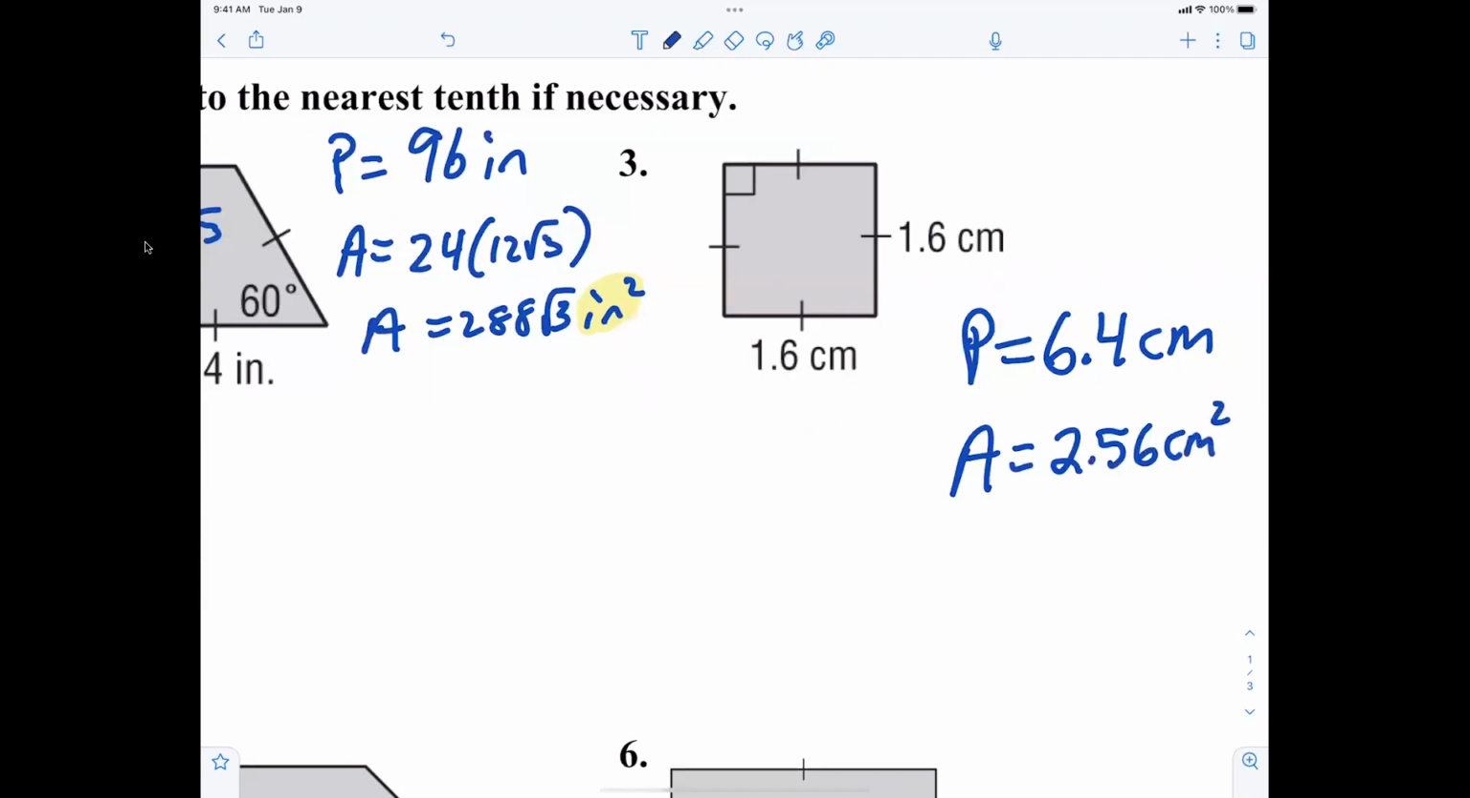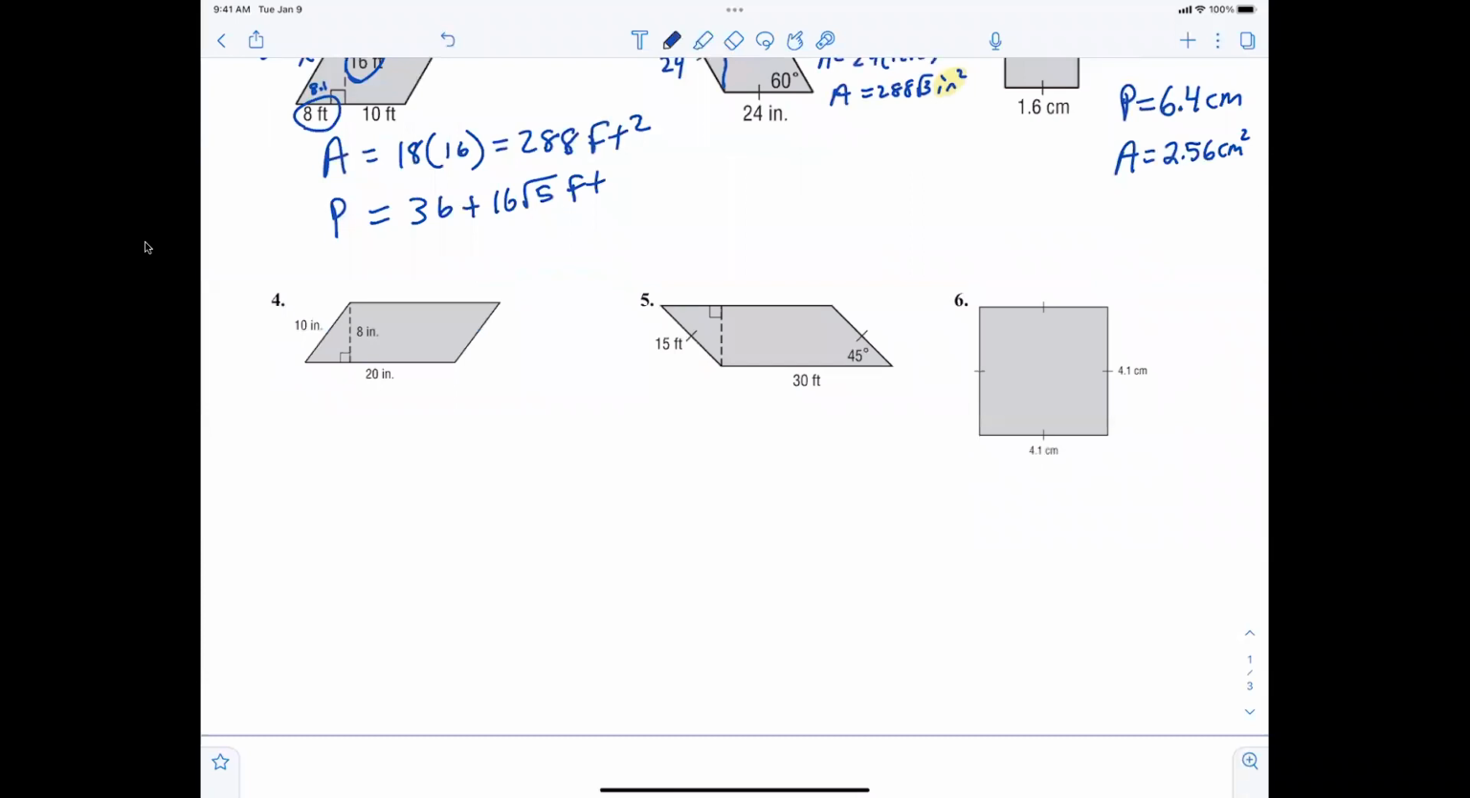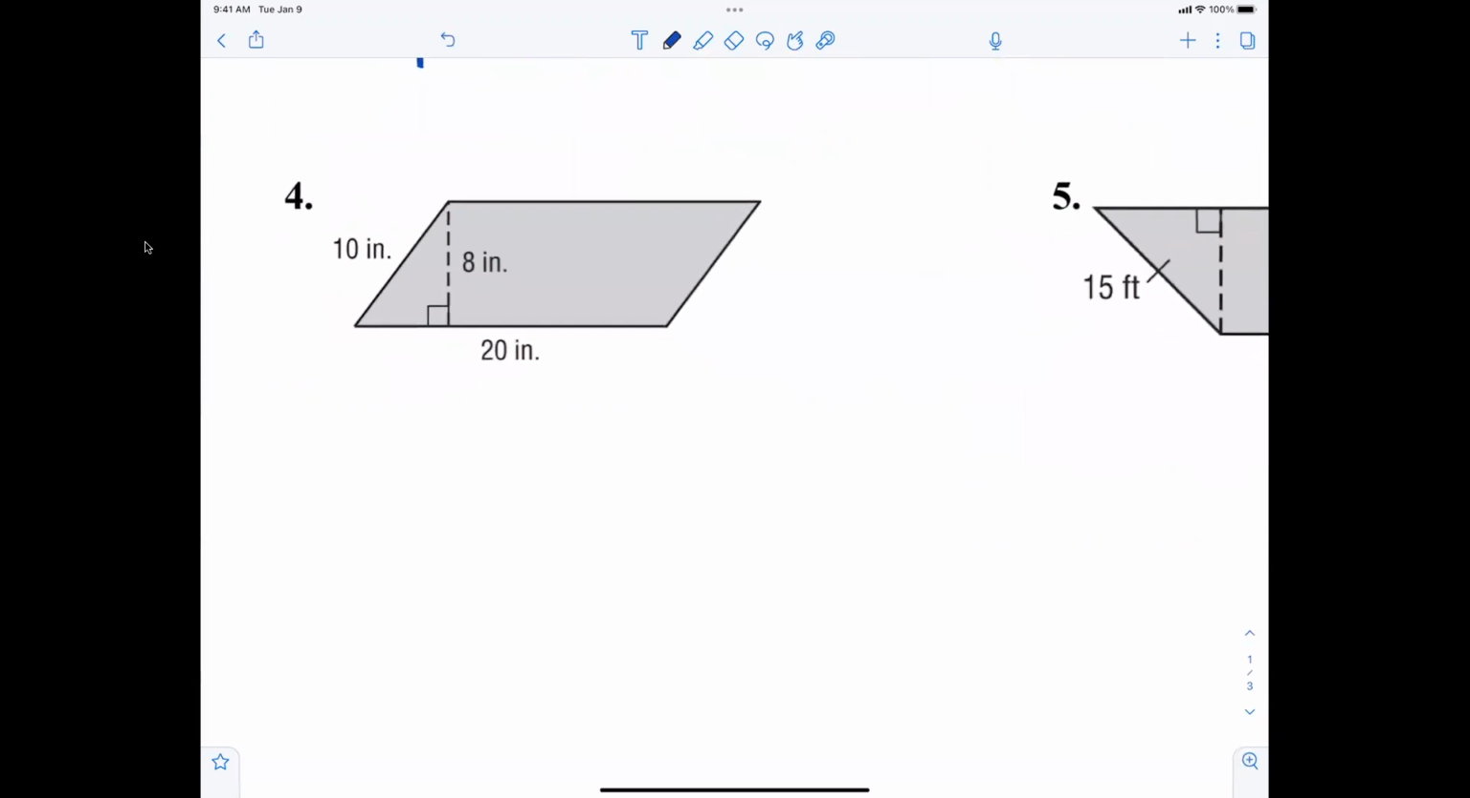2.56 centimeters squared. All right. Anybody have any questions? Anybody? Anybody? All right. Skip 4. Well, let's not skip. Yeah, we could definitely skip number 4.